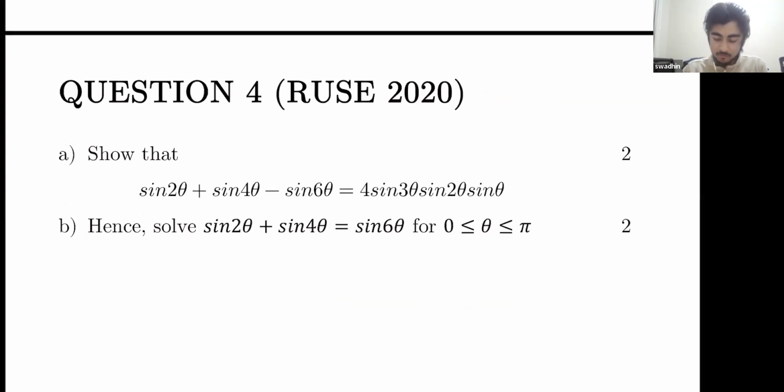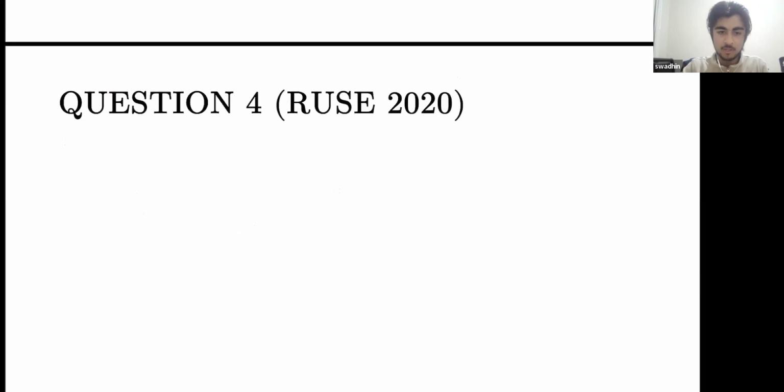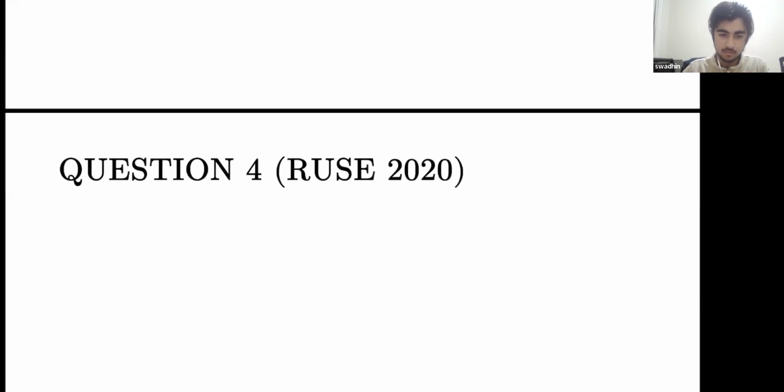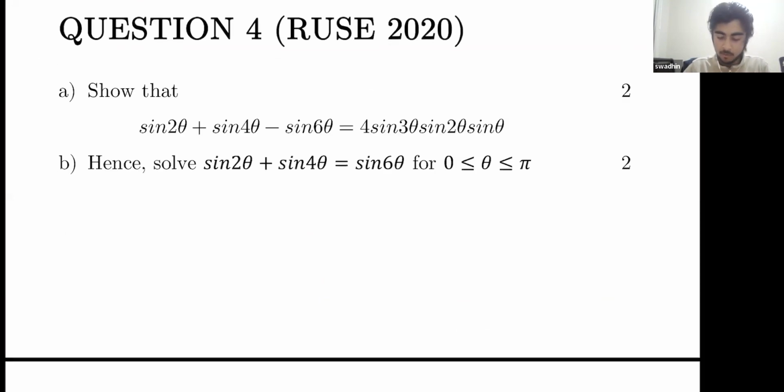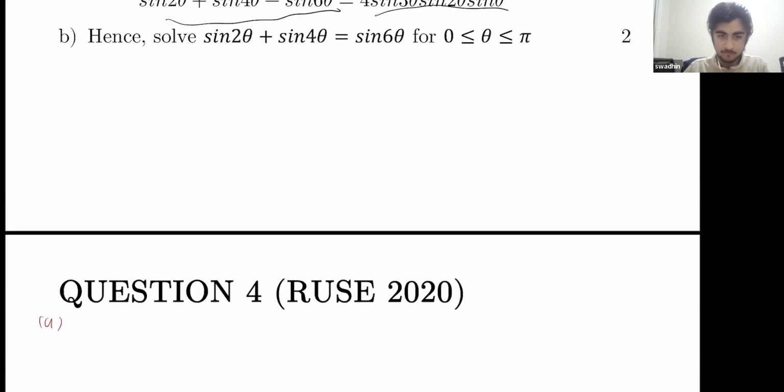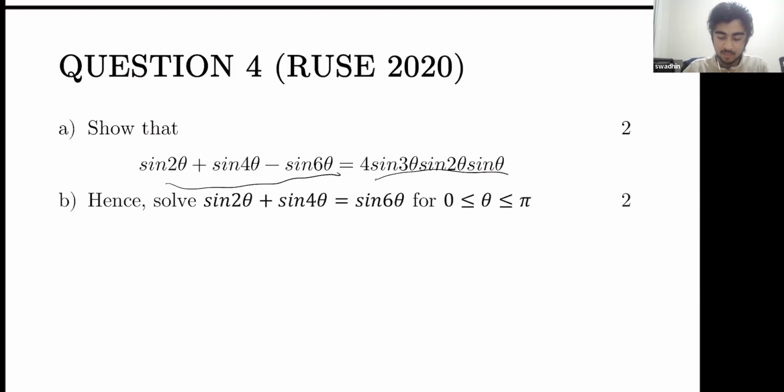All right, this one's from James Ruse, 2020. And this is honestly one of the very hard questions. It's pretty long, a lot of algebra required for it. That's fine. Let's try solve it. We want to show that all this is equal to this. Right? Let's evaluate the left-hand side first.